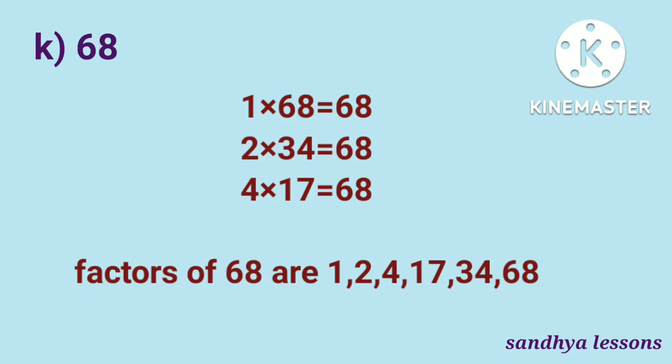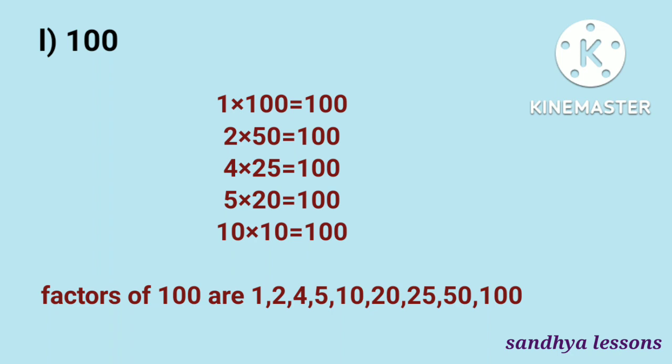K. 68. 1 68s are 68, 2 34s are 68, 4 17s are 68. Factors of 68 are 1, 2, 4, 17, 34, 68. L problem. 100. 1 100s are 100, 2 50s are 100, 4 25s are 100, 5 20s are 100, 10 10s are 100. Factors of 100 are 1, 2, 4, 5, 10, 20, 25, 50, 100.